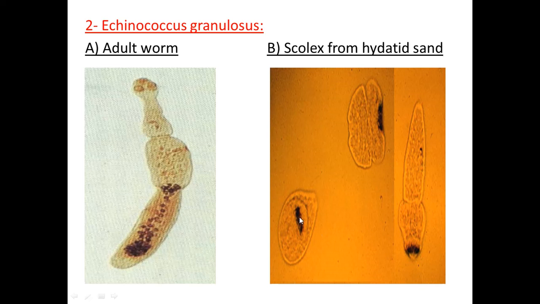And we can see hooks in each scolex. We can see hooks. These parts are the hooks. So this shape, which is not an egg, and containing these hooks, this is scolex from hydatid sand. What is hydatid sand? We call the scoleces which are inside the fluid of the hydatid cyst, we call them hydatid sand.